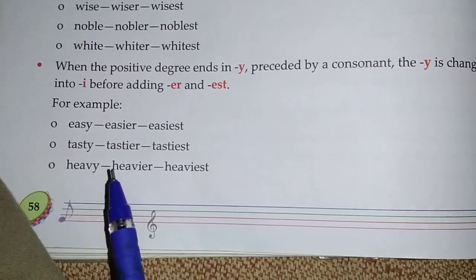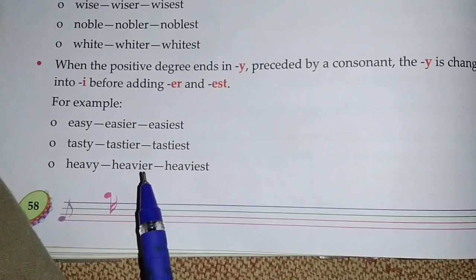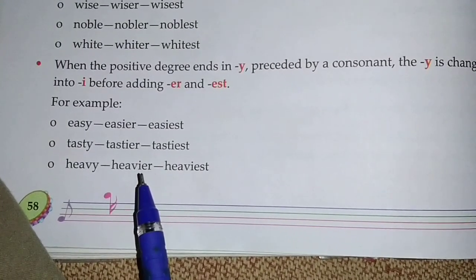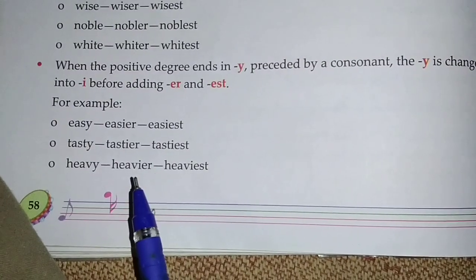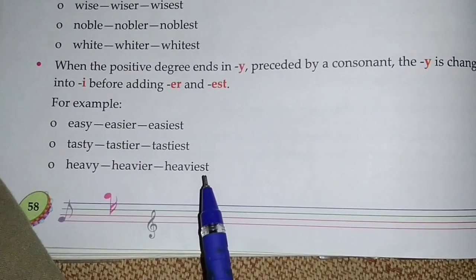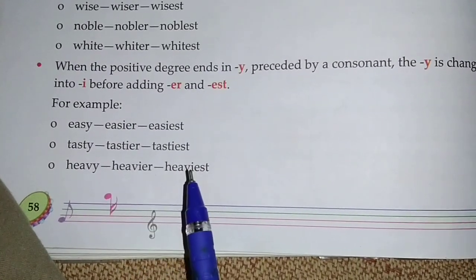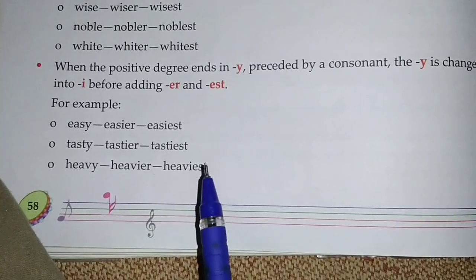In the next one, heavy, we remove this Y, we add I, and then we add ER to make its comparative form. To make its superlative form, we again remove this Y, we simply add I and then add EST. The forms of the degrees are heavier and heaviest. Heavy, heavier and heaviest.